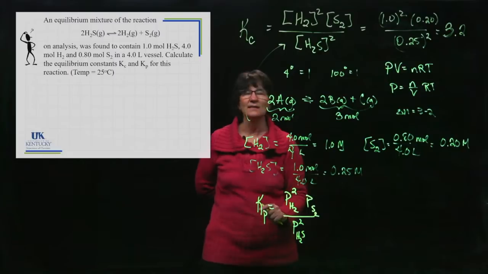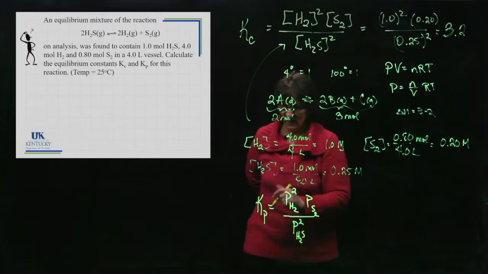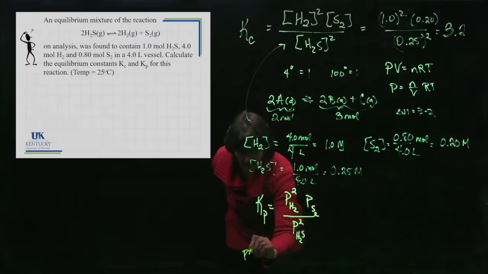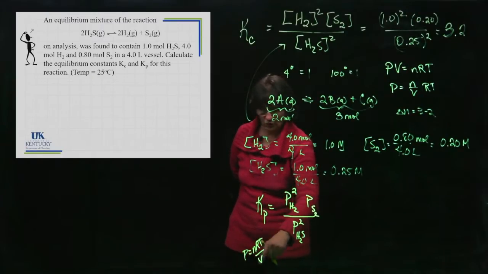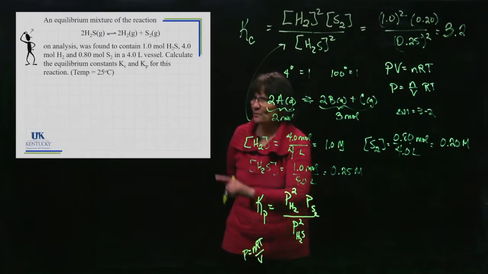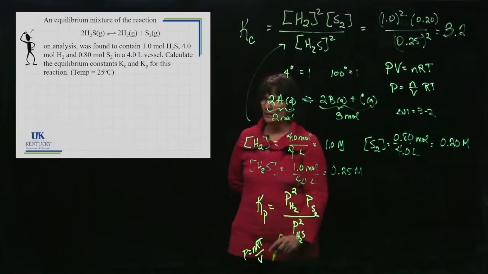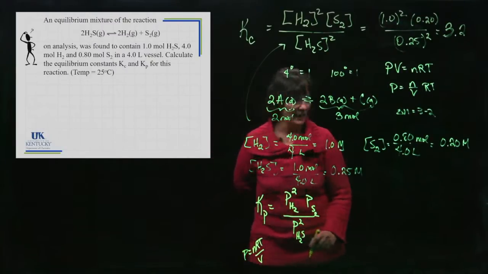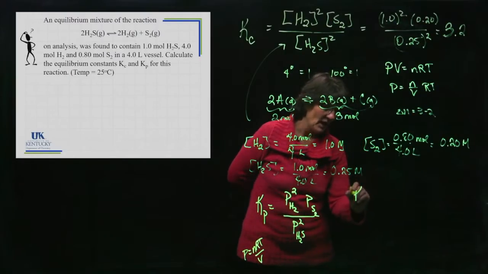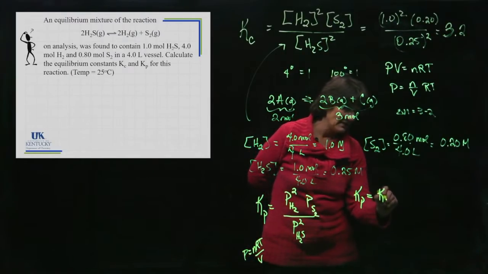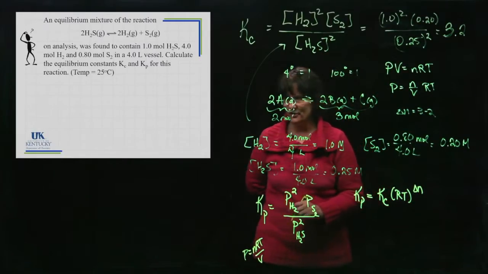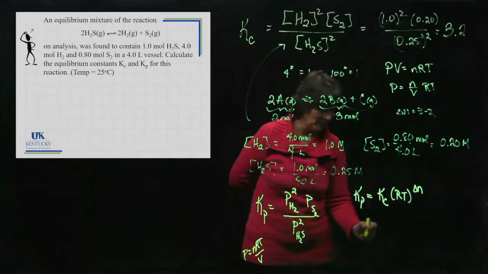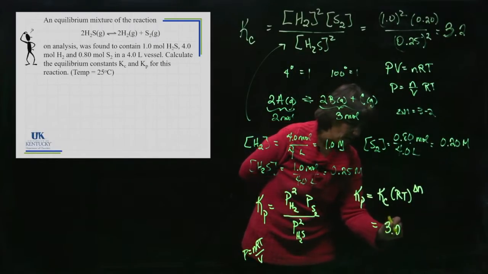So products over reactants. I could go use PV equals nRT, which is P equals nRT over V. I've got the number of moles, I got R, I got the temperature, get it in Kelvin, I got the volume. I could get each one of those and plug them in here and get a value of Kp, or I can use the expression that Kp equals Kc (RT) to the delta N. I think this is easier than going and getting the pressure of everybody and plugging them in there, because I've already established what Kc is.